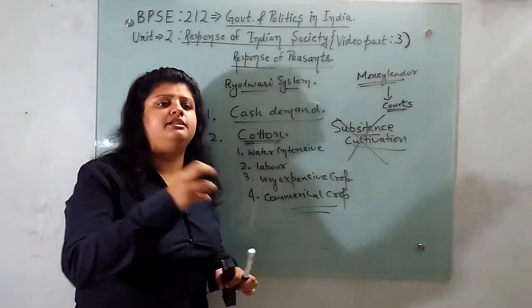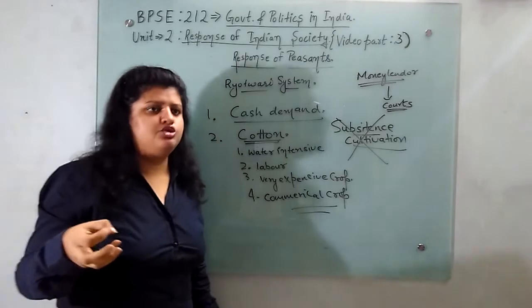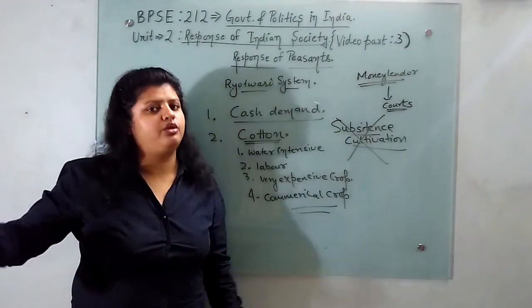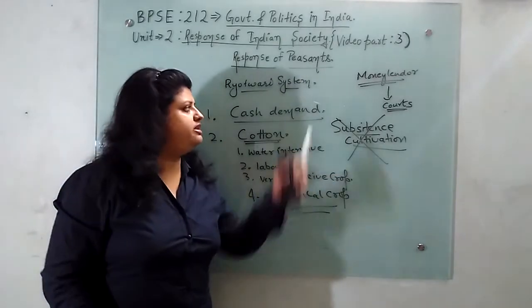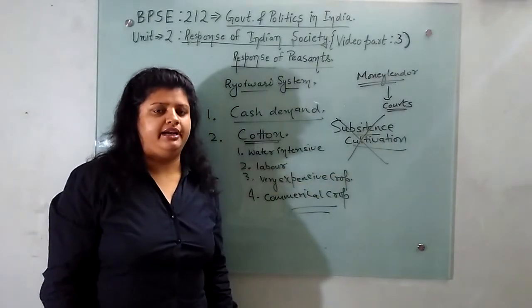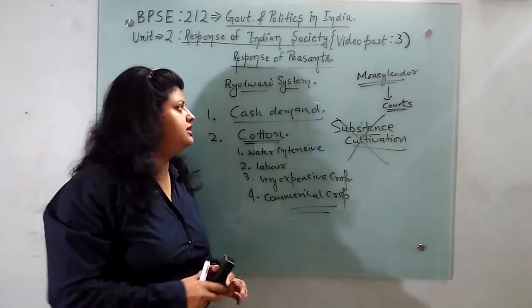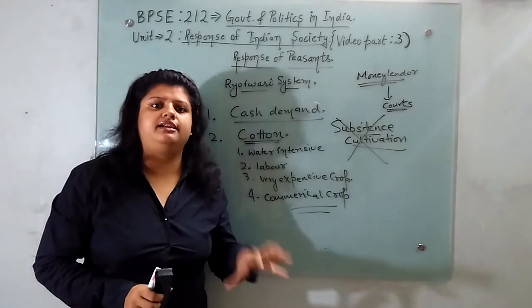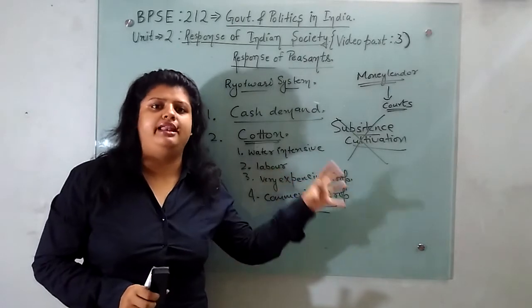Obviously, the money lender has given the money, so the court will give a decision that the farmer, by hook or by crook, has to return the money to the money lender, and in that condition the farmer has no choice other than to sell his land.